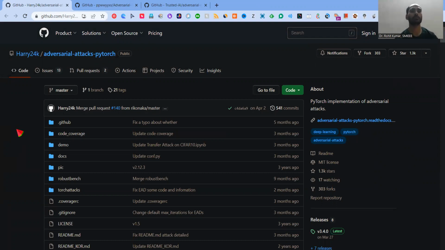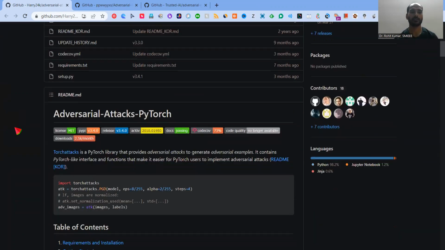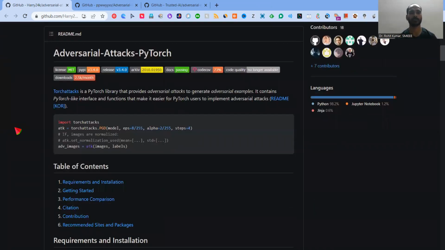Then we have come on to some of the GitHub repositories. So here is one GitHub repository which is going to offer you adversarial attack PyTorch related things. Here you can see that this particular library is going to offer you adversarial attacks to generate adversarial examples, because many times it becomes a problem that you have the theory, even about the coding, but you don't have the actual hands-on. So that's why it becomes quite important that you have some hands-on examples. Then it becomes quite easy to understand the basic things.